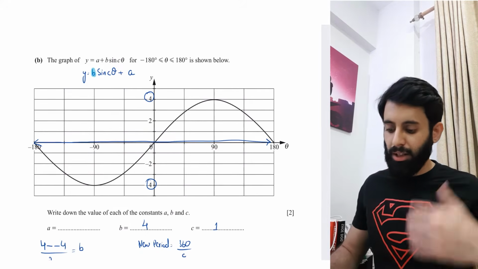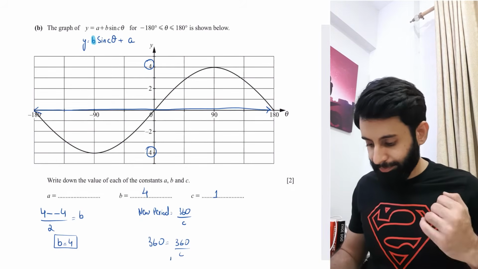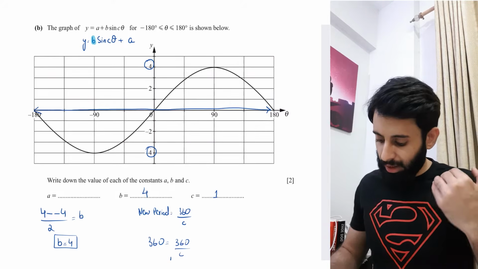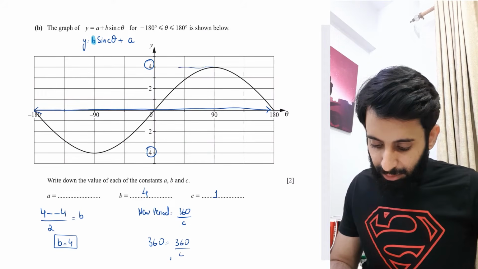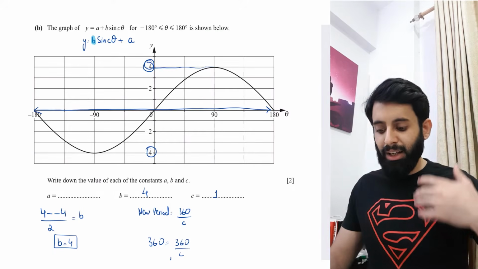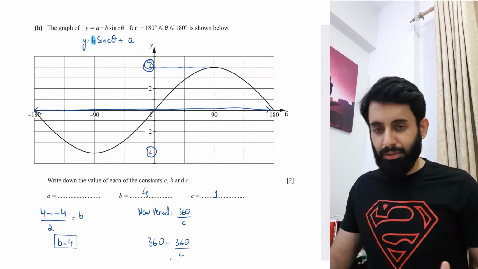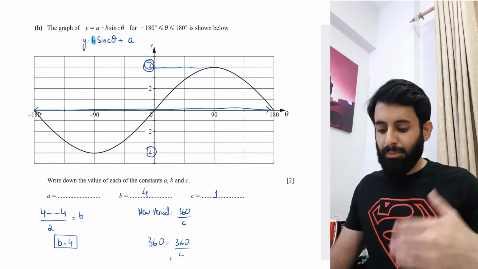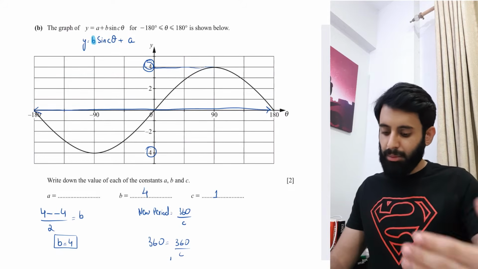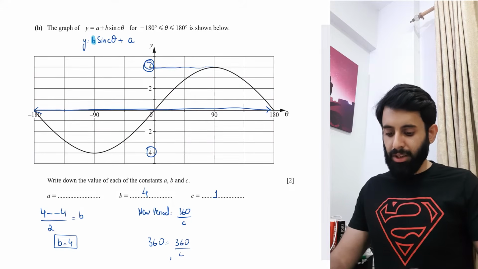Now a, which is the value that you're adding towards the very end, let's see what that is going to be. The amplitude is 4, and if you look at the sketch, the maximum value is in fact 4 and the minimum value is in fact minus 4. So that means there has been no vertical shift. Had there been a vertical shift, the maximum value would have increased by a certain amount and the minimum value would have also increased by a certain amount.